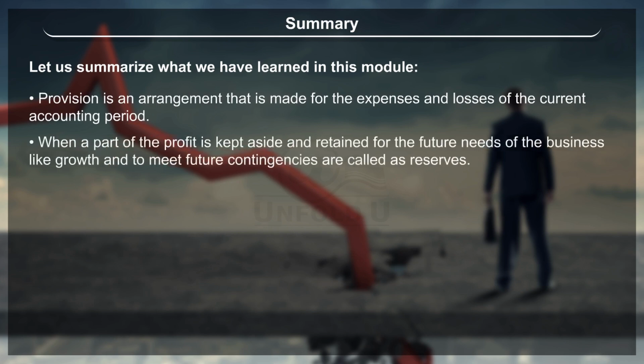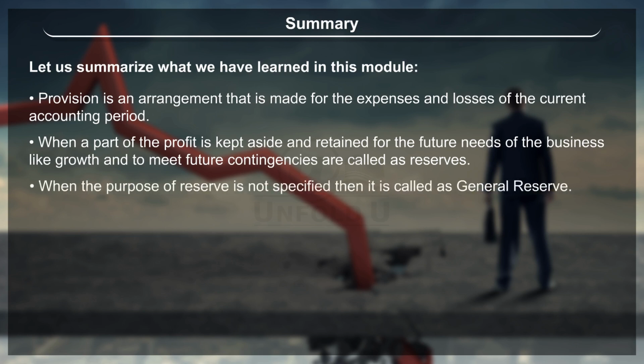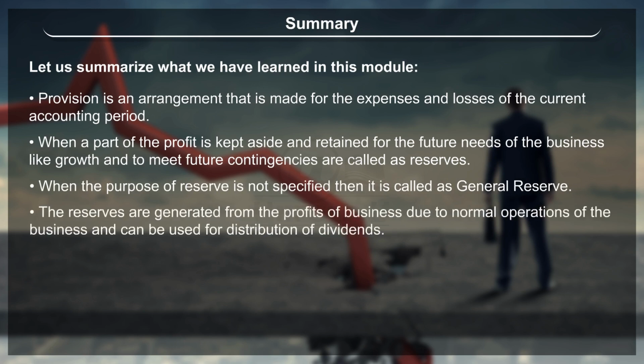When a part of the profit is kept aside and retained for the future needs of the business like growth and to meet future contingencies, it is called a reserve. When the purpose of reserve is not specified, then it is called a general reserve. Revenue reserves are generated from the profits of business due to normal operations of the business and can be used for distribution of dividends.